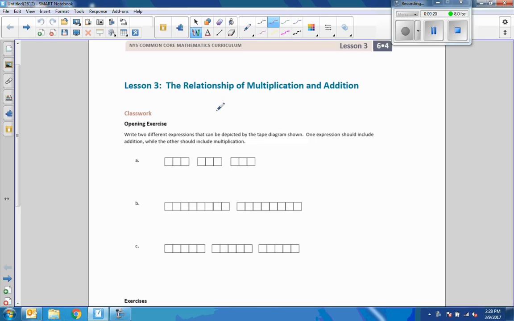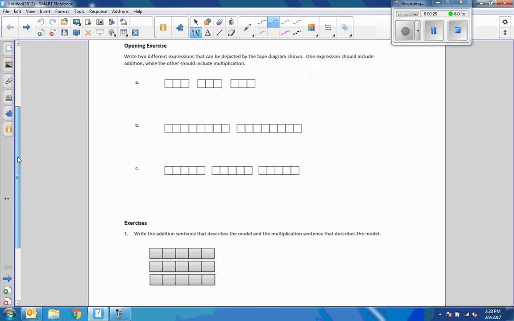Opening exercise says, write two different expressions that can be depicted by the table diagram shown. One expression should include addition, while the other should include multiplication. Okay. So, take a few moments, see if you can come up with an addition problem for these models and a multiplication problem. Pause the video, and then I will explain what we will be doing to answer these questions.